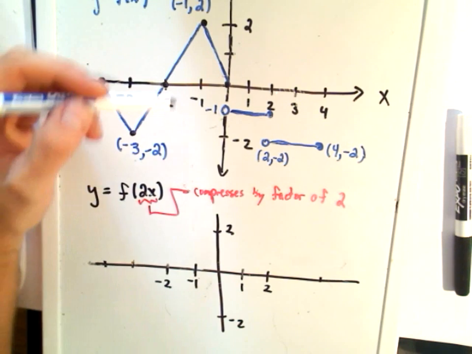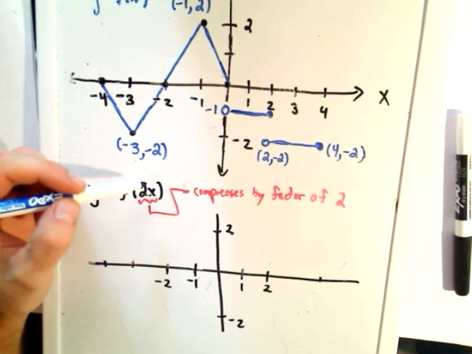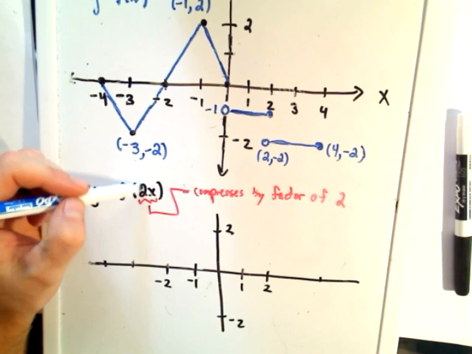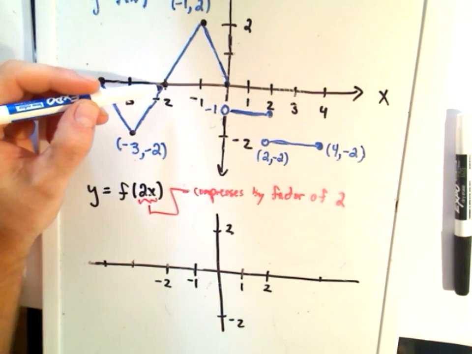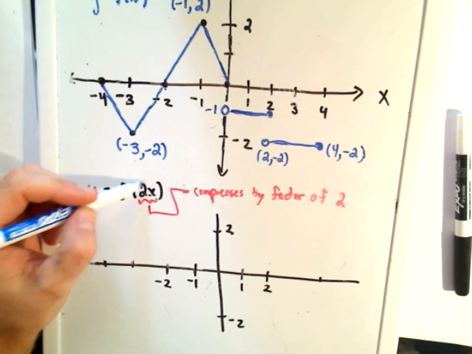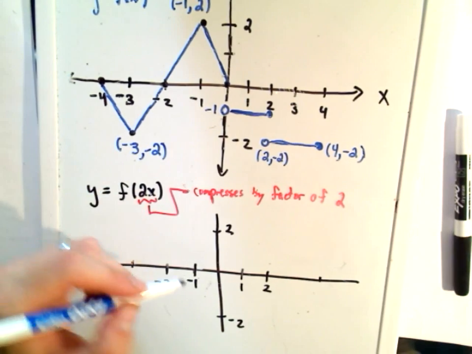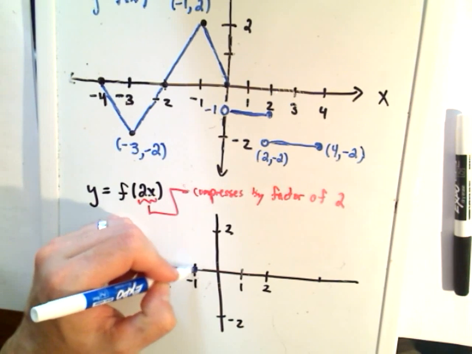Think about it this way. If I plug -1 in, if I let x equal -1, what would I get on the inside? I would get a value of -2. But according to the original graph, it says if you plug -2 in, you should get 0 out. So if I plug -1 in, I'm going to get -2 on the inside, which should give me an output of 0. Okay, and that's the basic idea.